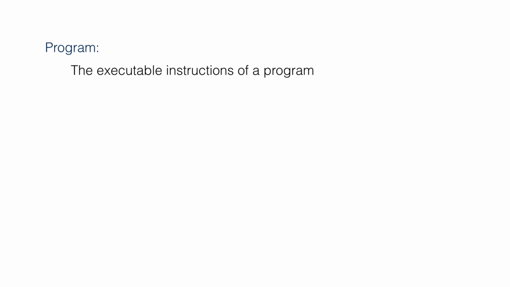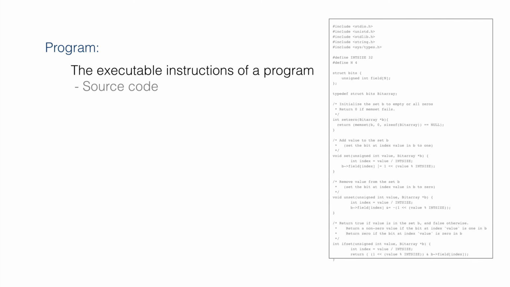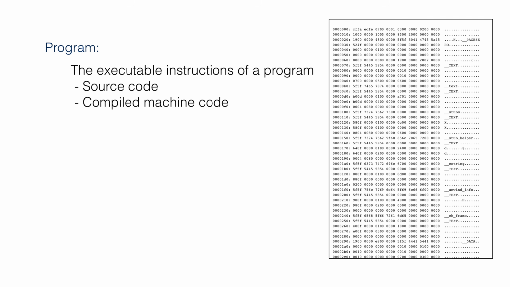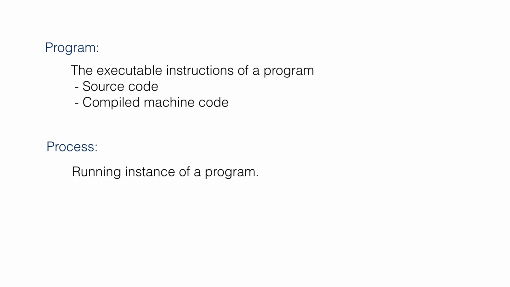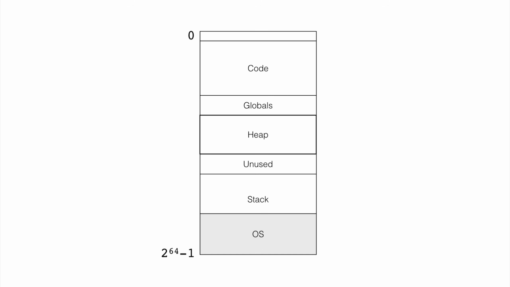Let's start with some terminology. A program is the code, either human-readable source code or the compiled machine-level code. A process is a running instance of a program. A process includes the machine code of the program, plus information about the current state of the process, such as what instruction to execute next, or the current values of variables in memory.